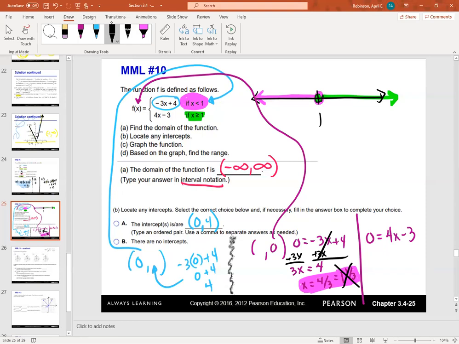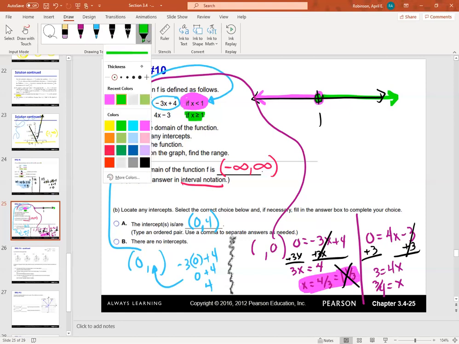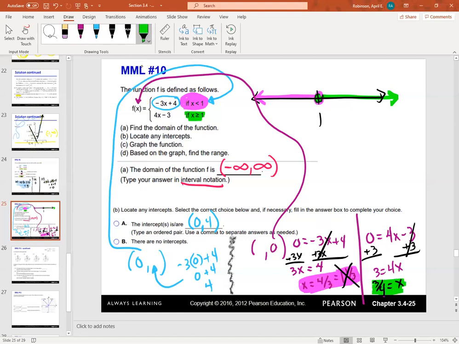Now let's check the other one. I would add 3 to both sides. That cancels out. I get 3 is equal to 4x, and when I divide by 4, I get 3/4. Now that x value, 3/4, you have to compare here. Is 3/4 greater than or equal to 1? No, that one doesn't work either. I don't have any x-intercepts in this function, only the y-intercept. I only have one answer that I can put in here, and that was 0 comma 4.